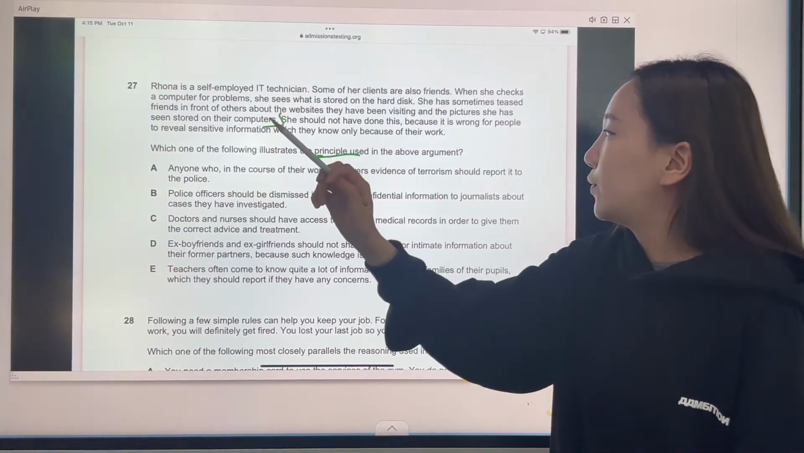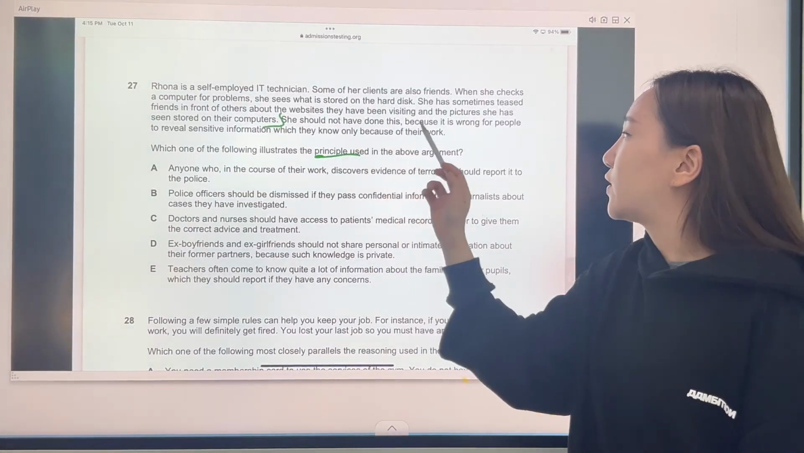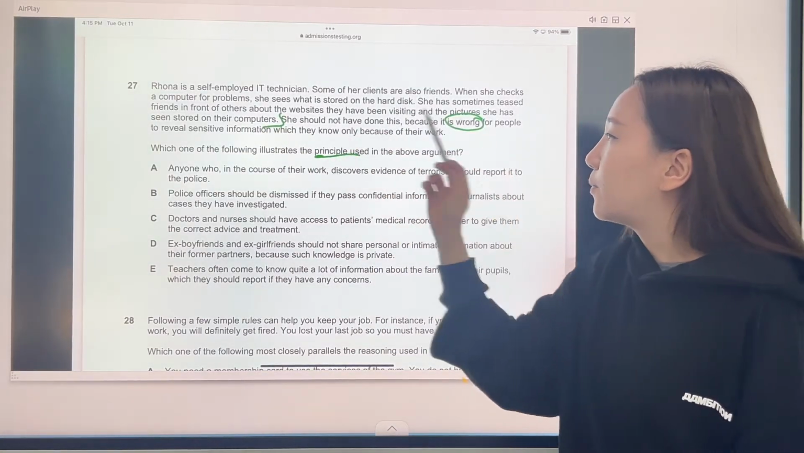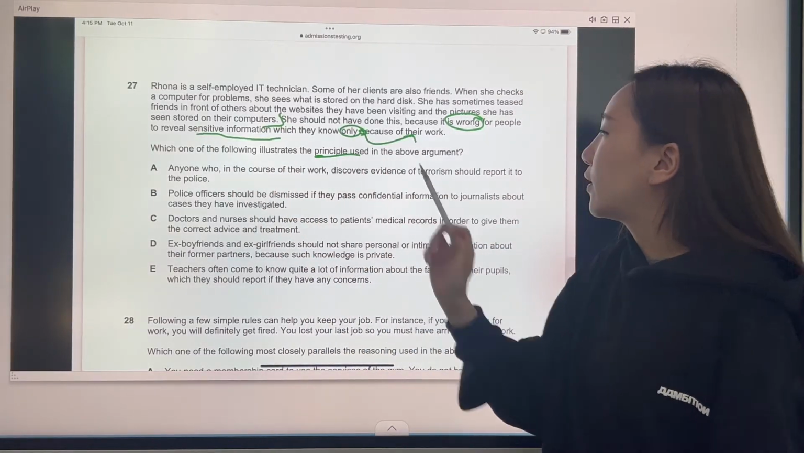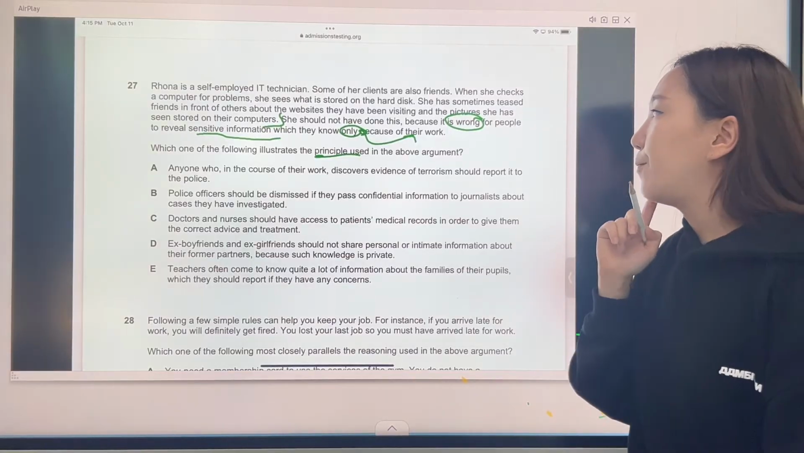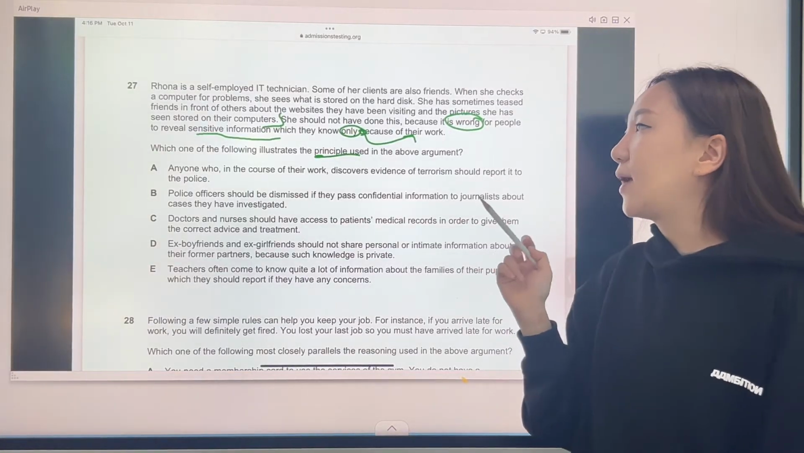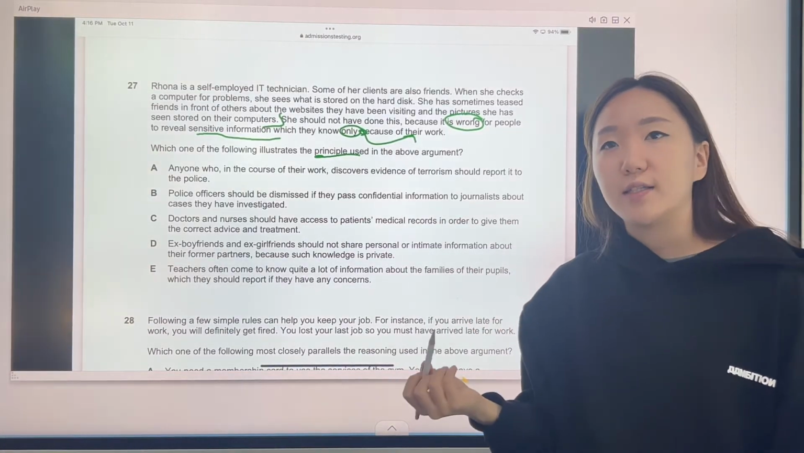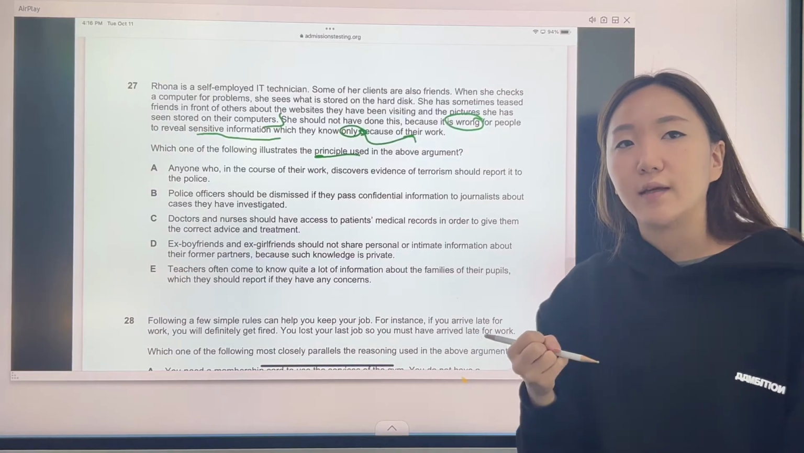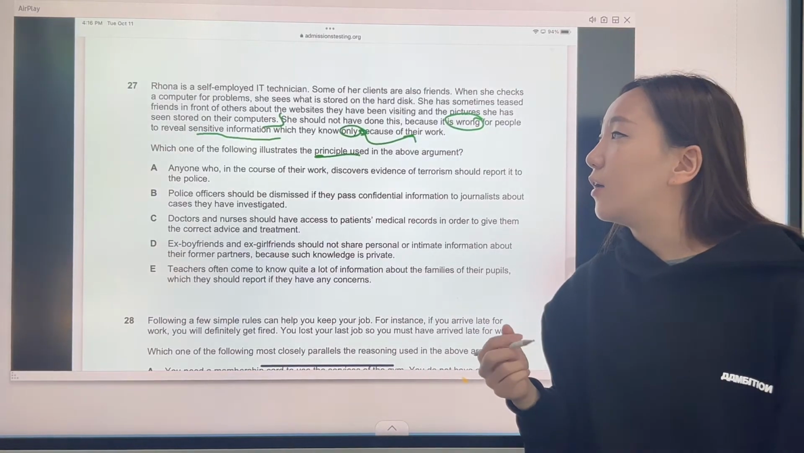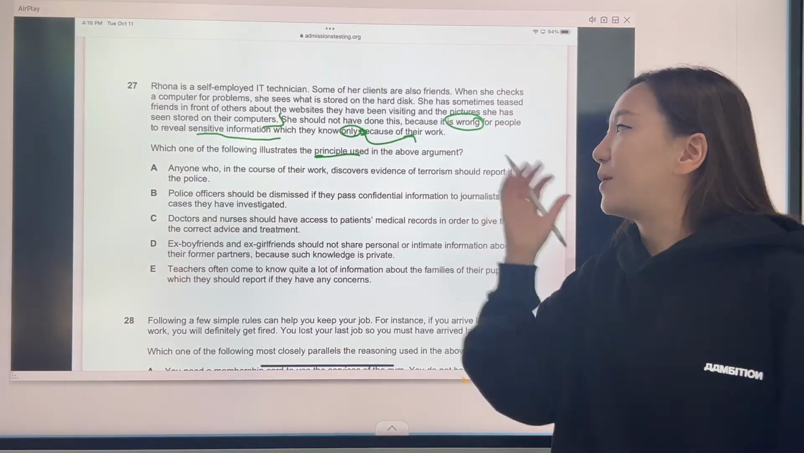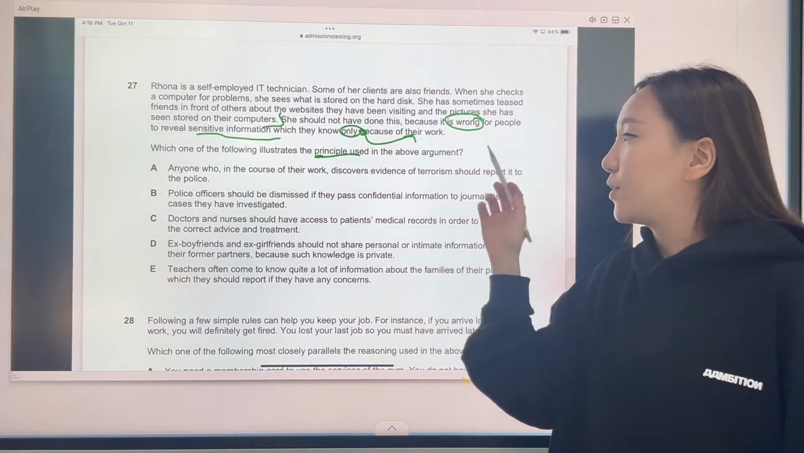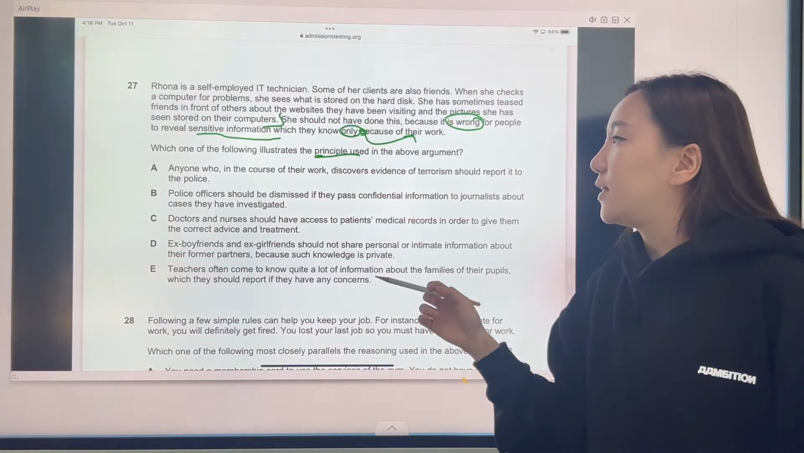So that is all example. Here's the principle. She should not have done this because it is wrong for people to reveal sensitive information which they know only because of their work. So we're basically arguing here that any sensitive information which you learned through the course of working should not be revealed. I mean, I just repeated that, but that is the principle sentence. Let's try and match it to these answers now.